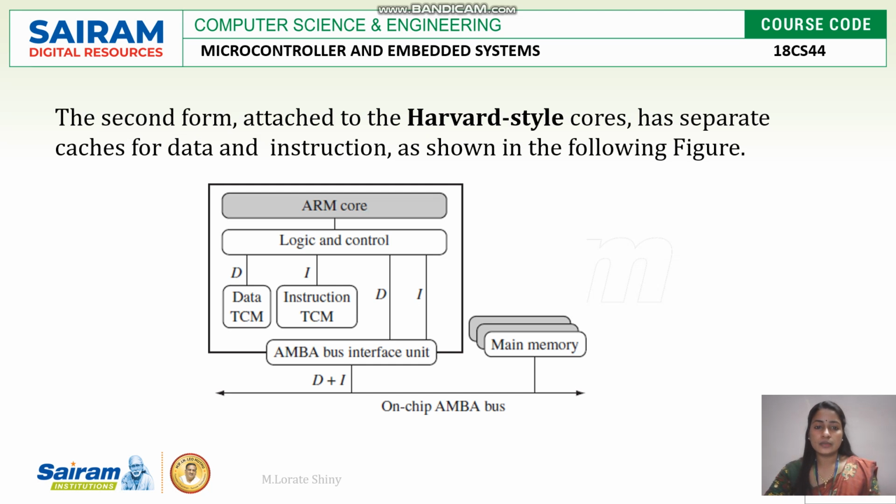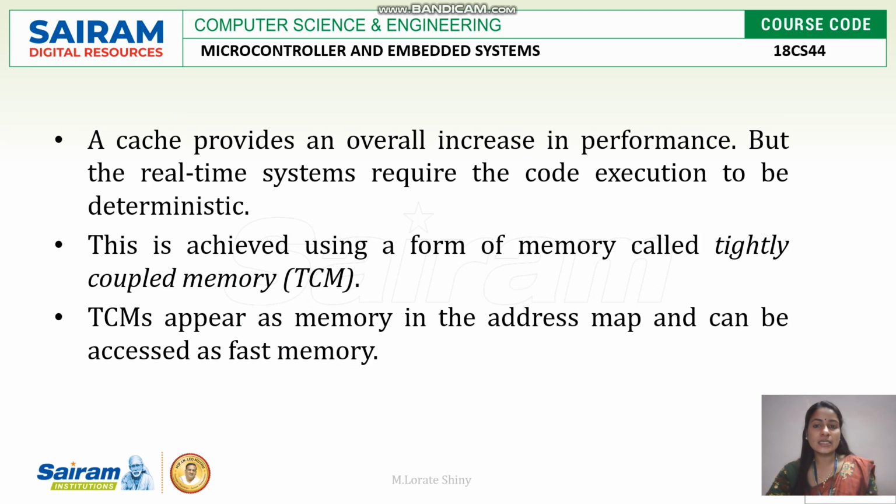This kind of hardware architecture can be used in real time applications. In real time applications, we all know, real time application means deadlines will be followed very strictly. Each of the tasks must be completed on time. So in that kind of applications, cache memory provides overall increase in performance, but real time systems require code execution to be done on time, means it needs to be deterministic. To achieve this, we can have tightly coupled memory.